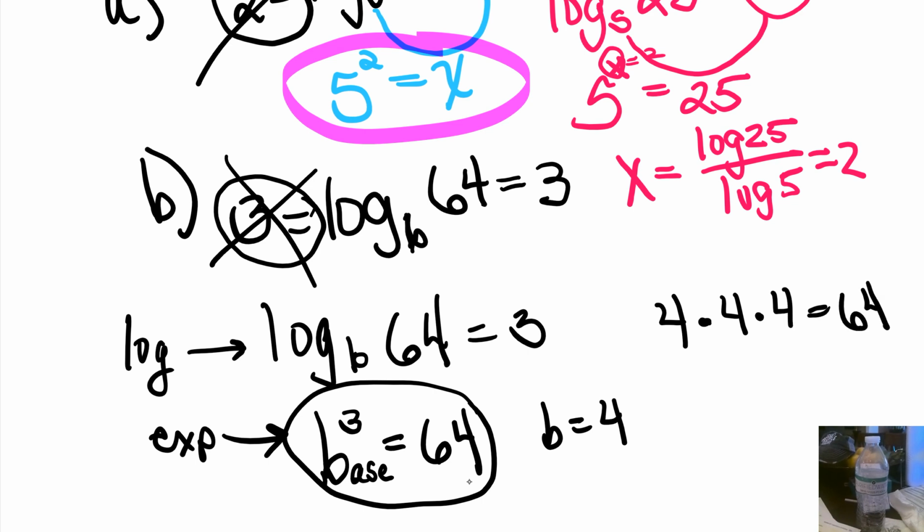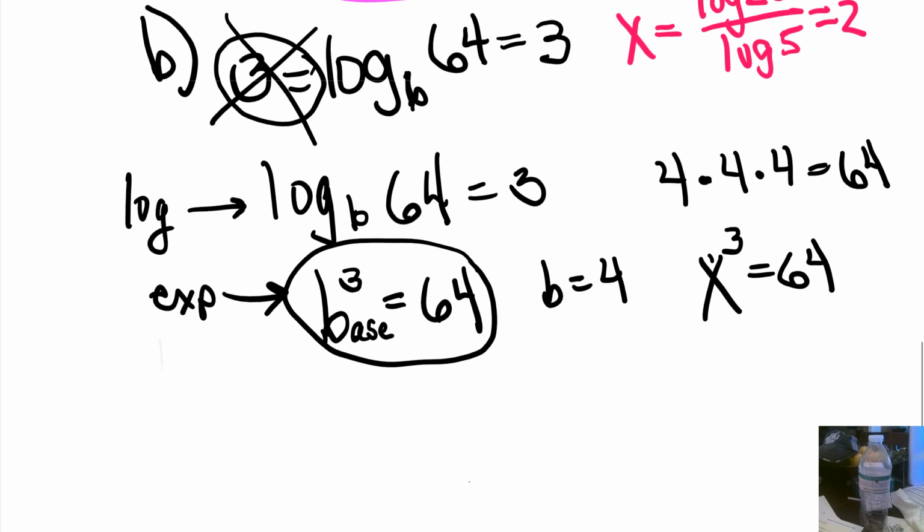If you didn't know this, again, since our base is kind of like an x, you have x to the 3rd is equal to 64. That's kind of how you're thinking of it. That's why knowing your powers is important. All right.